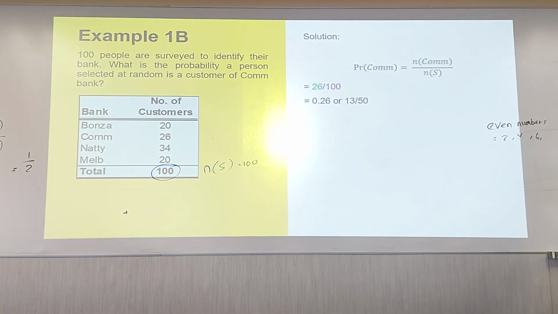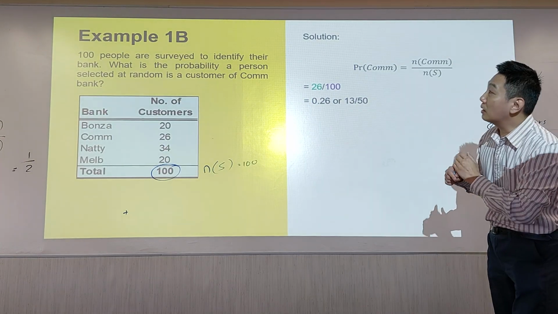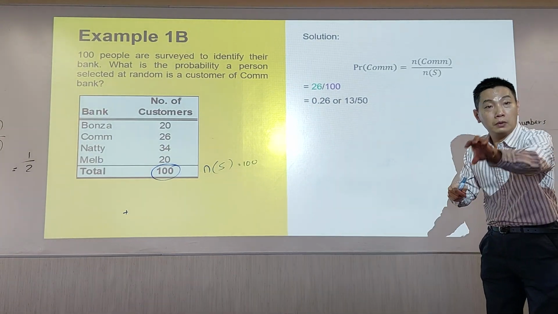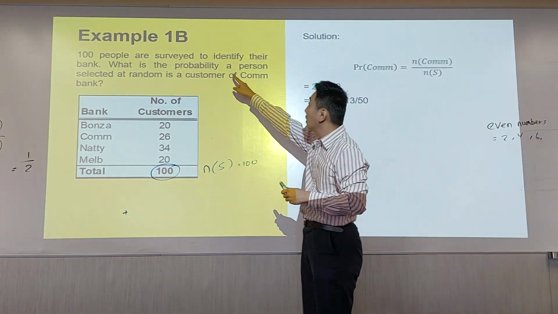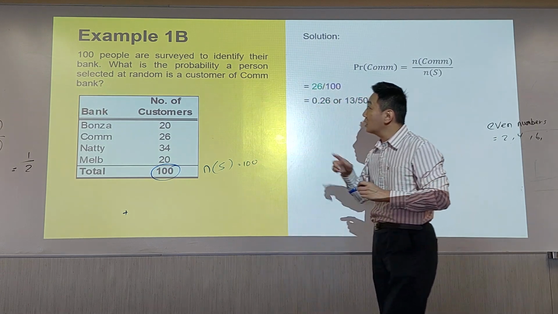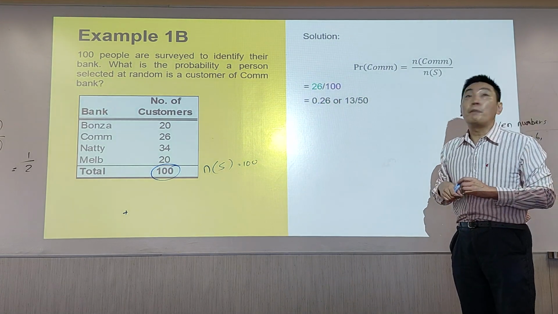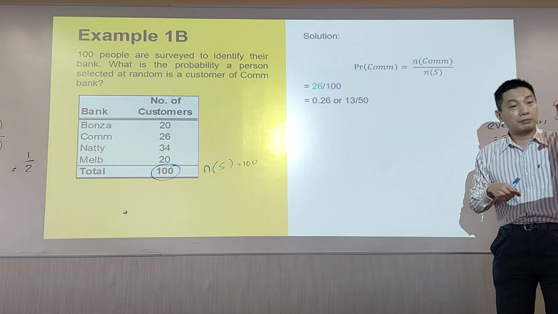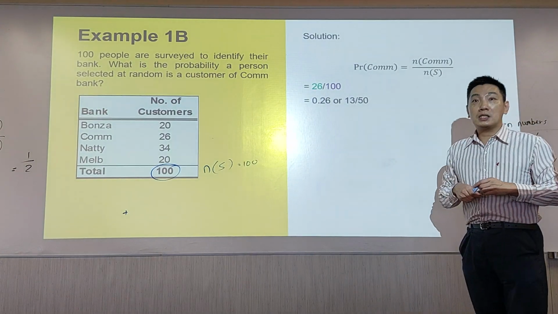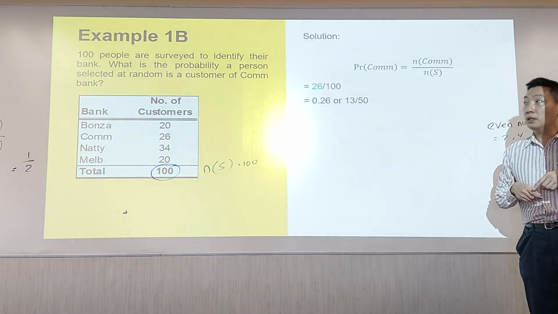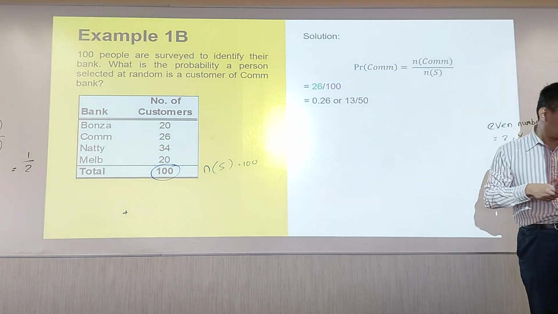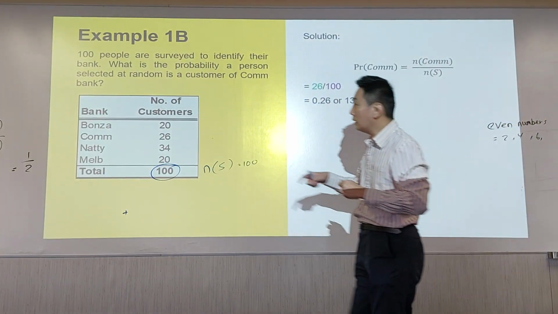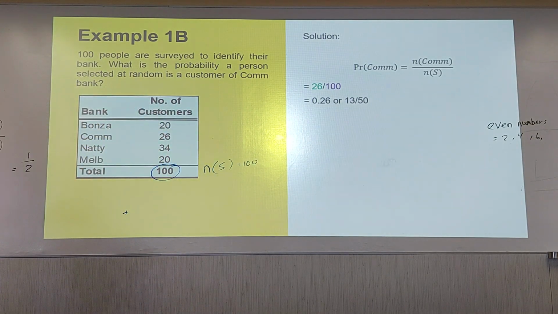Right. So let us try to answer the question. What is the probability if you choose one customer among this 100? What is the probability that the customer prefers Combank? If you choose one customer from 100, what is the chance that he or she will mention that they prefer Combank? Combank is these 26 of them prefer Combank.